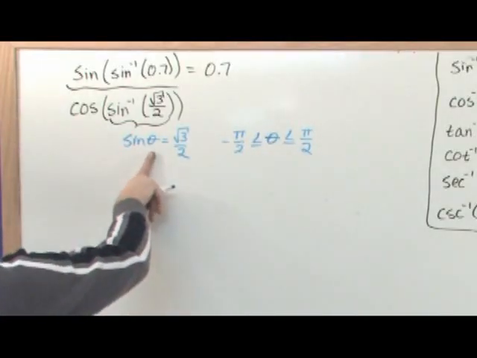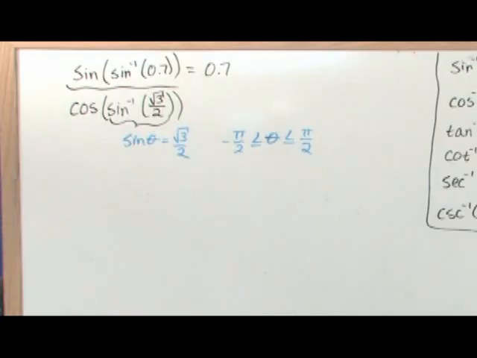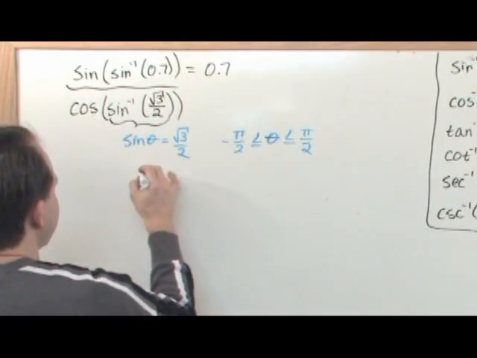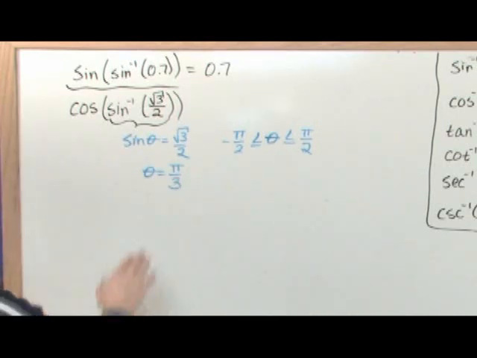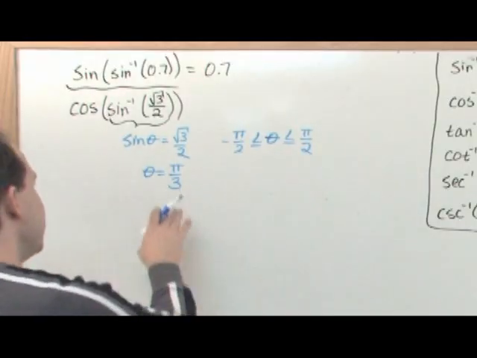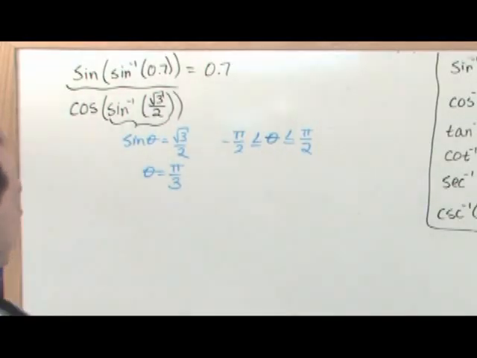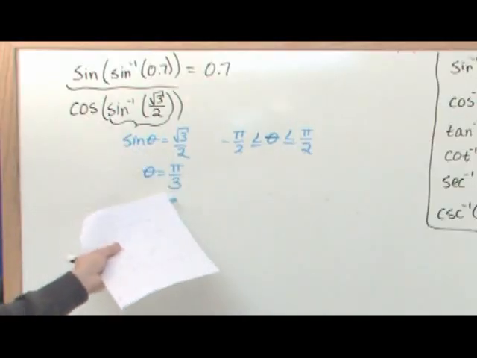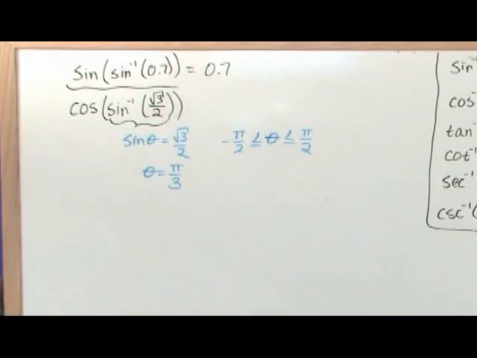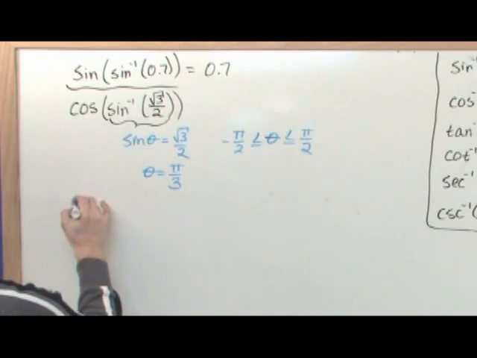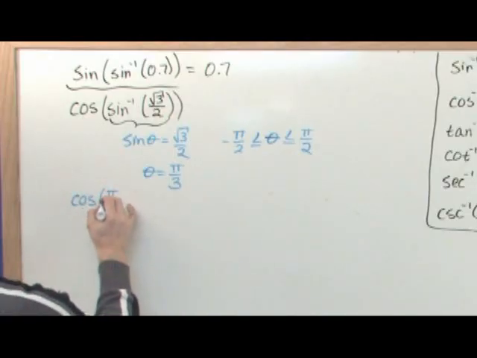So what angle is going to give me, so that I take the sine of it, the square root of 3 over 2? Well, I think you can convince yourself it's just going to be pi over 3, because this is like 60 degrees, and sine of 60 degrees is square root of 3 over 2. This angle does fall in this range, and that's what you would get if you put inverse sine of square root of 3 over 2 in a calculator, because that falls in the range there. Okay, so then you just take that and you plug it in, cosine of pi over 3, because that's what the inside was.